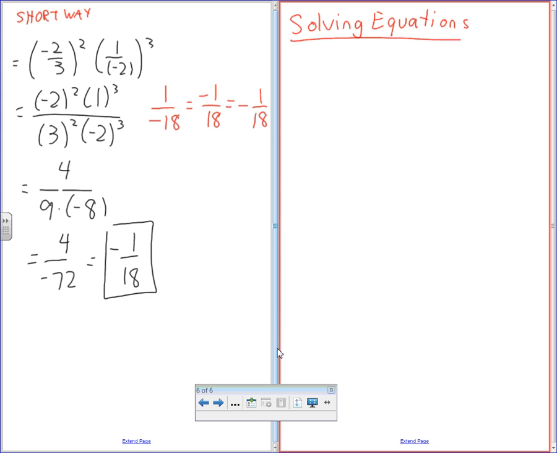We're going to say any sentence that states two quantities equal is called an equation.